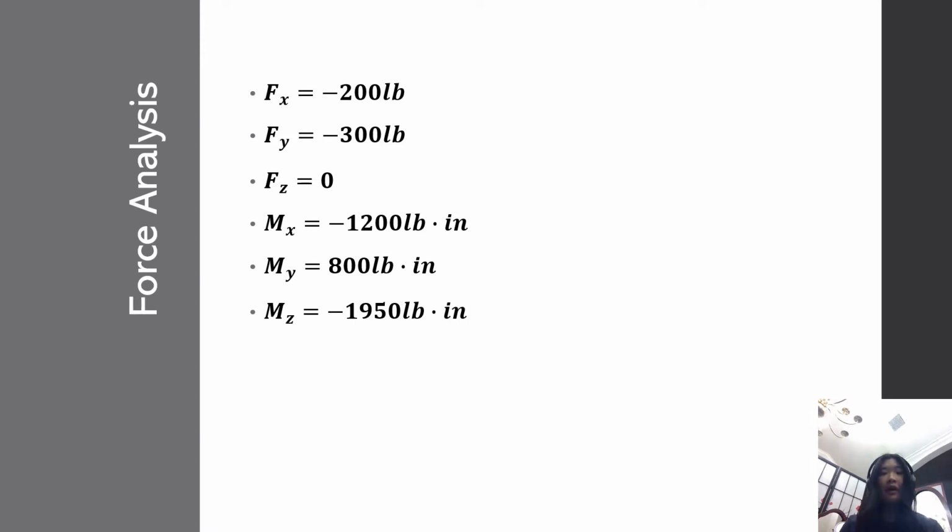The first step that I took to complete homework number 1 was to perform a force analysis on the entire system. I found that in the x direction there was a force acting that was equal to negative 200 pounds. There was also a force acting in the y direction that was equal to negative 300 pounds. There was no force acting in the z direction. There was a moment about the x-axis that was equal to negative 1,200 pounds times inches. There was also a moment about the y-axis that was equal to 800 pounds times inches. And there was a moment about the z-axis that was equal to negative 1950 pounds times inches.